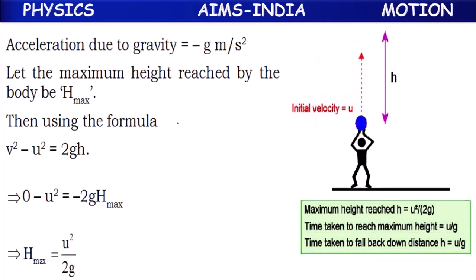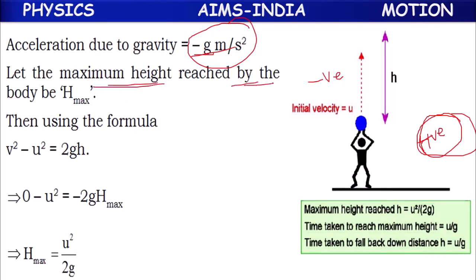Next, acceleration due to gravity. As we are going up, the earth's attraction force is acting down. So downward direction is taken as positive. As we are going up, upward direction is taken as negative. So acceleration due to gravity will be minus g in this case. Let the maximum height reached by the body be h max.